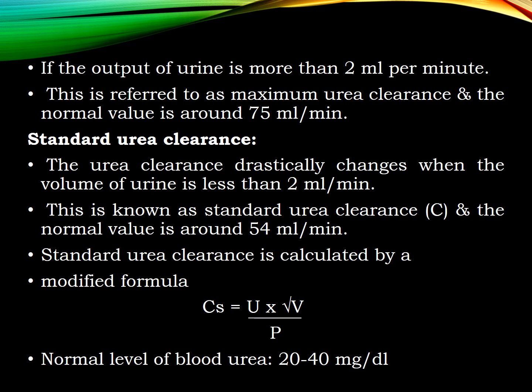Here we can see both the normal values for the urea clearance and the standard urea clearance values. If the urine output is more than 2 ml per minute, then it is the maximum urea clearance and the normal value will be around 75 ml per minute. But the urea clearance may change when the volume of urine is less than 2 ml per minute, and it is known as the standard urea clearance Cs, and the normal value will be around 54 ml per minute. And the standard urea clearance is calculated by a modified formula, that is Cs equal to U into root V divided by P, and the normal level of the blood urea is 20 to 40 milligram per deciliter.